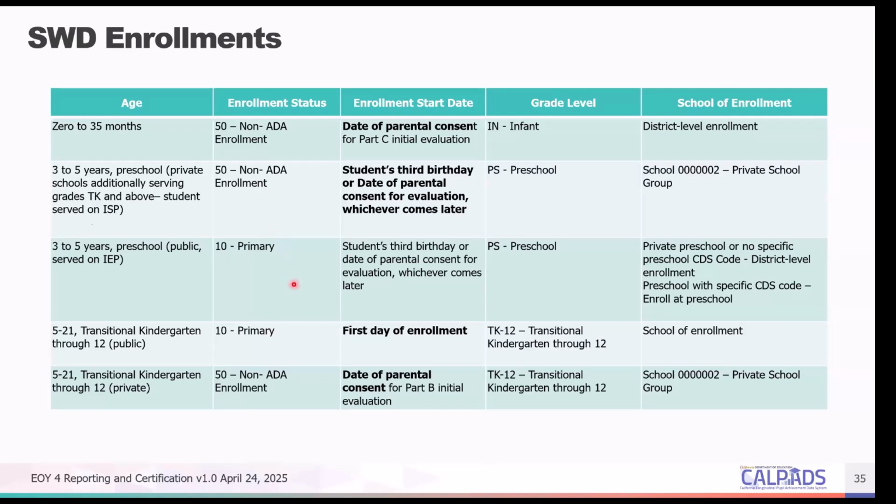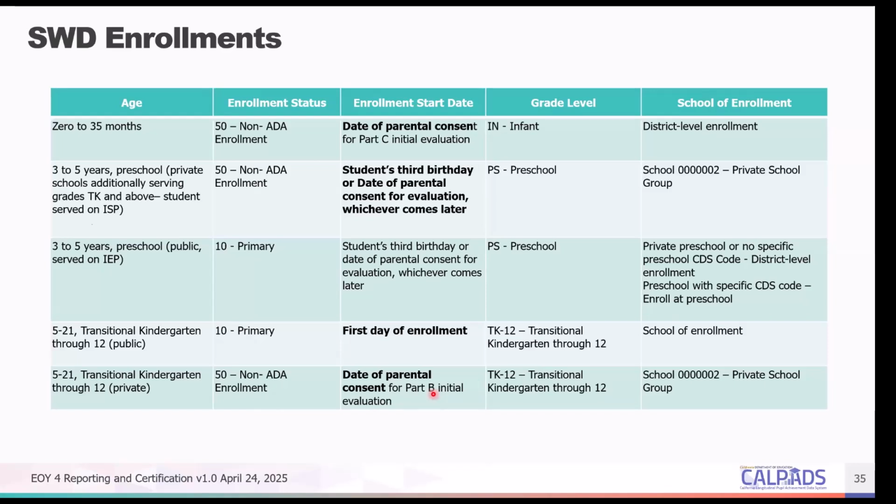And then you also have your preschoolers, that are in regular IEP, 3 to 5 years old, and you may report them at the district level or at a preschool specific CDS code if you have a preschool site at your district. So bottom line here is that you have to know, based on the age, based on the special education plan, what type of enrollment you should establish, and the enrollment start date that you will include on the student enrollment record.